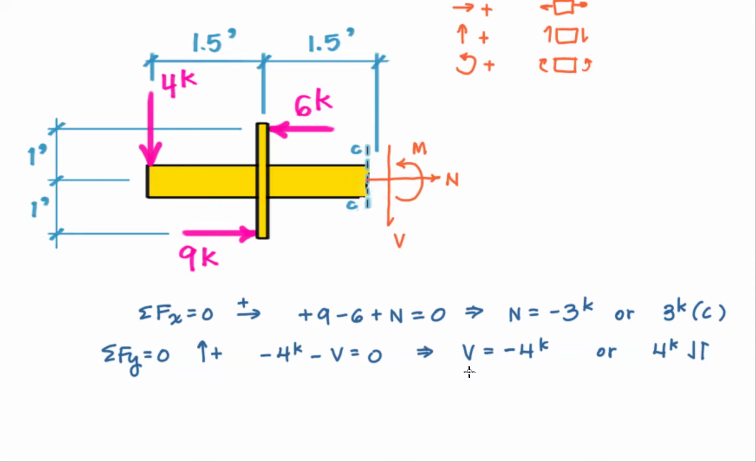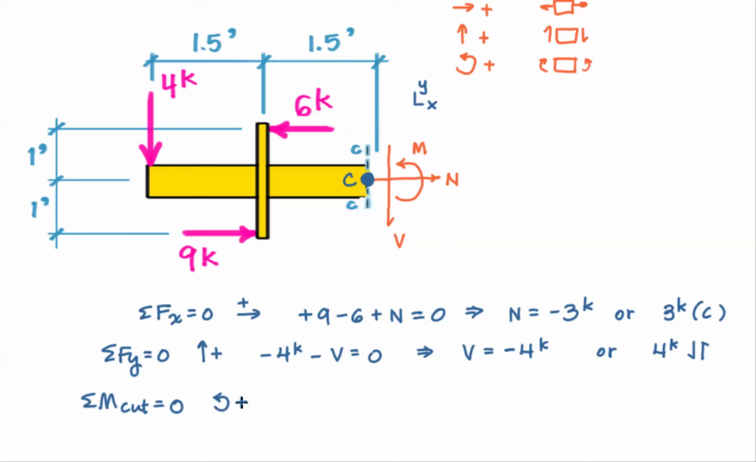Lastly, summation of moments about the cut plane is equal to 0. And so that node C that we invented right there, we're summing moments about the z-axis that's coincident with C. And we're going to use our equations of equilibrium sign convention, counterclockwise positive.